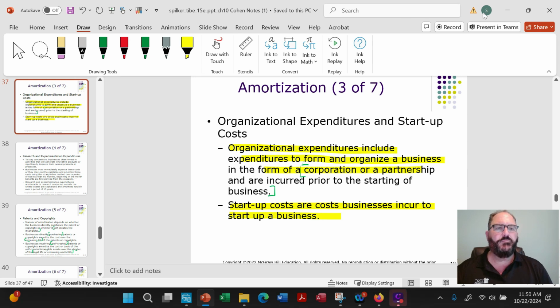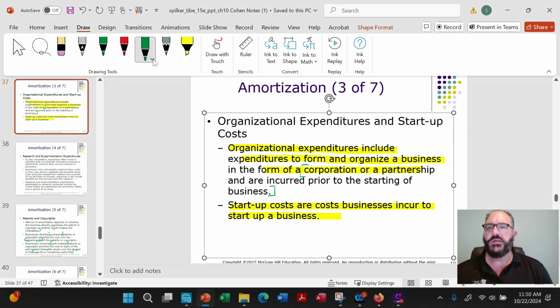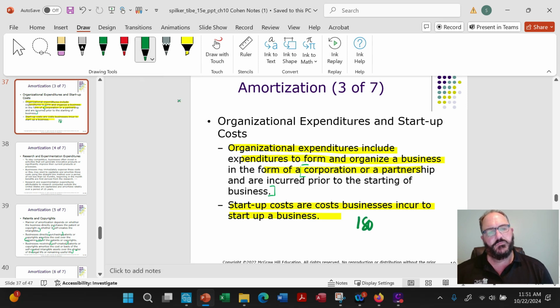Hang on one second. Be right back. Hi, folks. I just wanted to check on that to make sure. I couldn't remember off the top of my head. And this one is 180 months as well. 15 years. Okay.